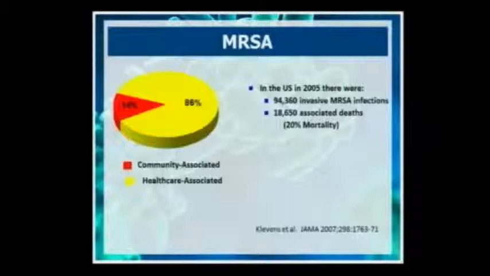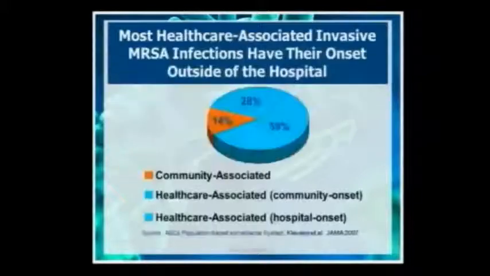And this is from 2007, and I think these numbers are probably changing a little bit, that a good deal of them were healthcare associated and a small number were community associated. For you guys in the health departments, you're probably seeing a lot of community onset skin abscesses would be my guess. But invasive infections, though, there's a lot that are seen outside of the hospital.